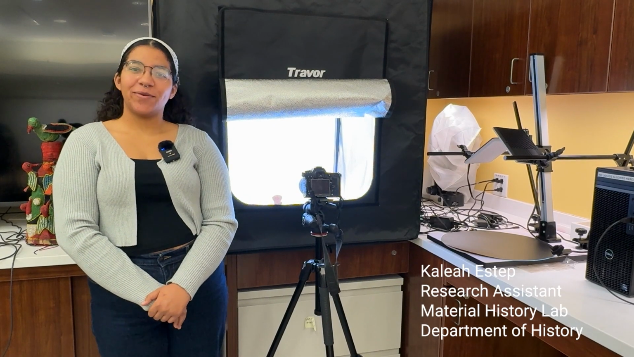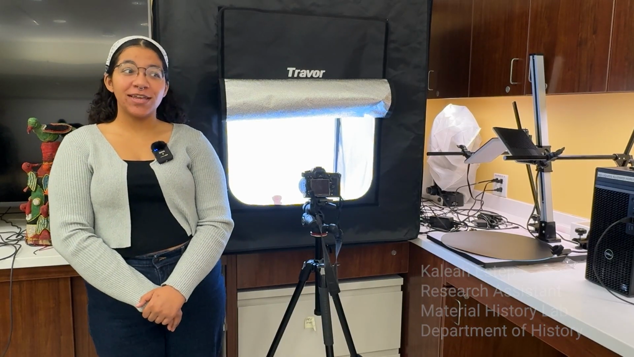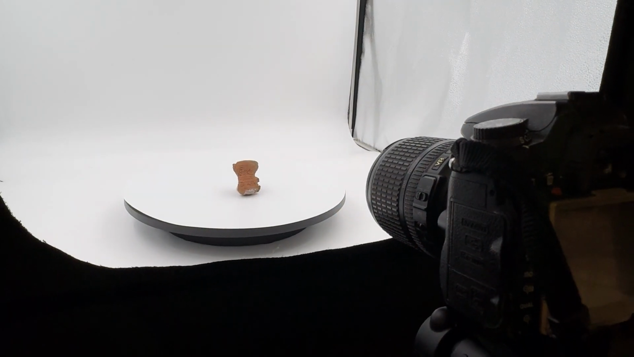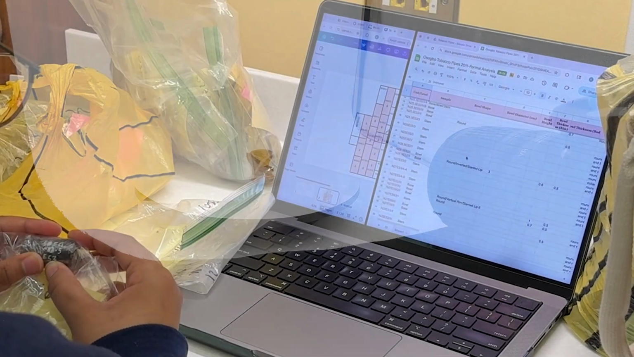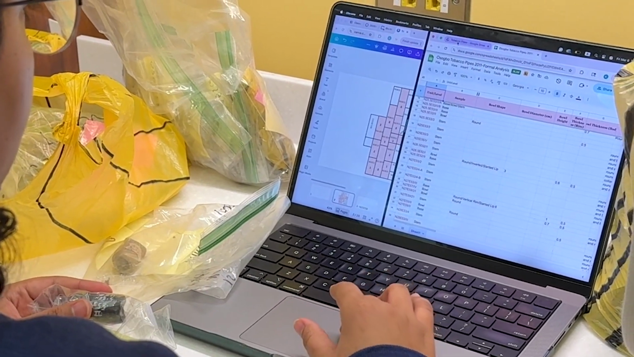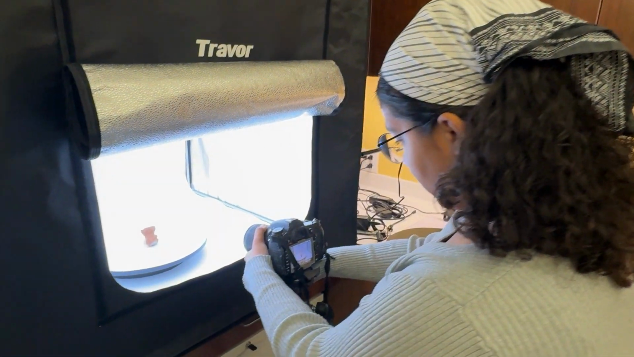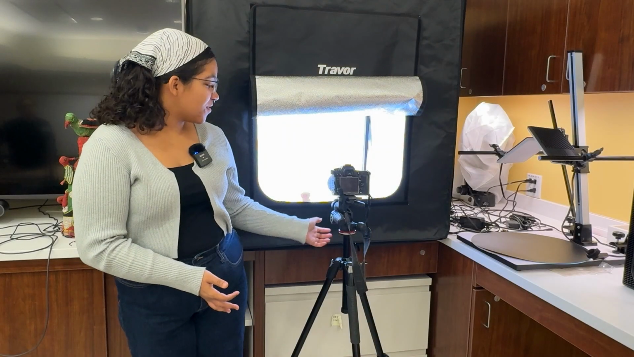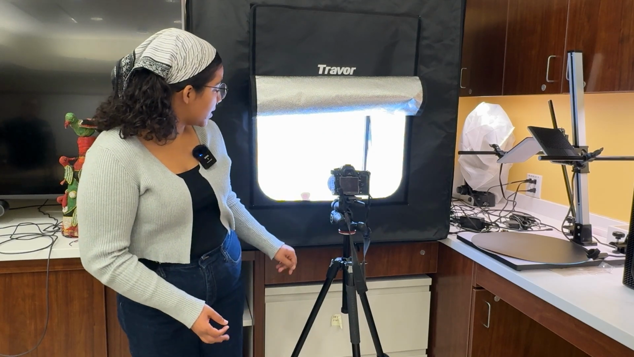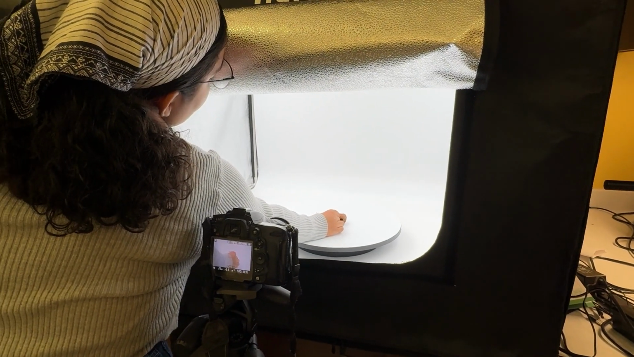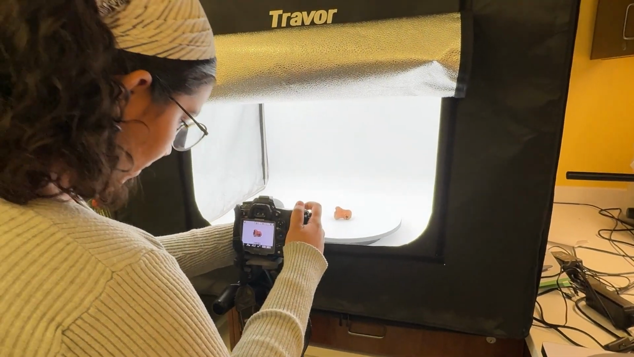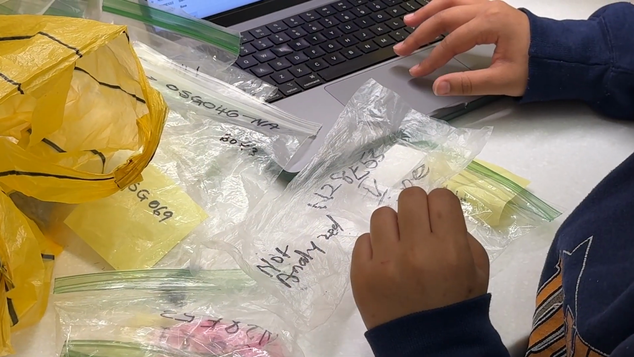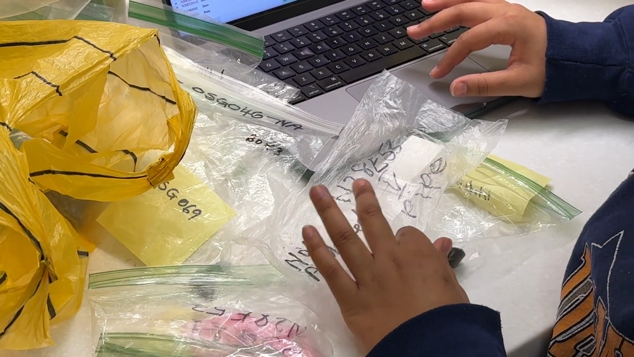Hello, I'm Kalia Estep. I'm a senior here studying anthropology and history, and my main role in the lab is adding to the digitalization of projects in the Material History Lab online database. Right now, I am mainly working on typical images of the faces of the objects. I use this camera right here in this photo box to take photos of the four different faces, or the bottom or top of the objects, and we take those photos and the annotations and information and post it online for the public to have access to.